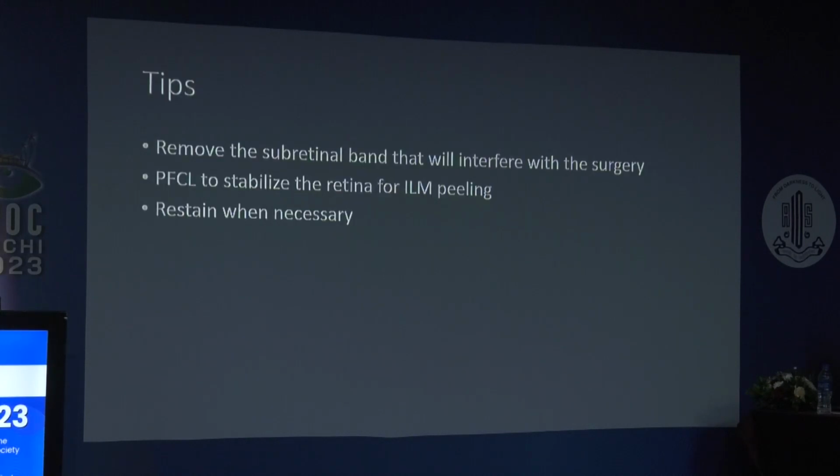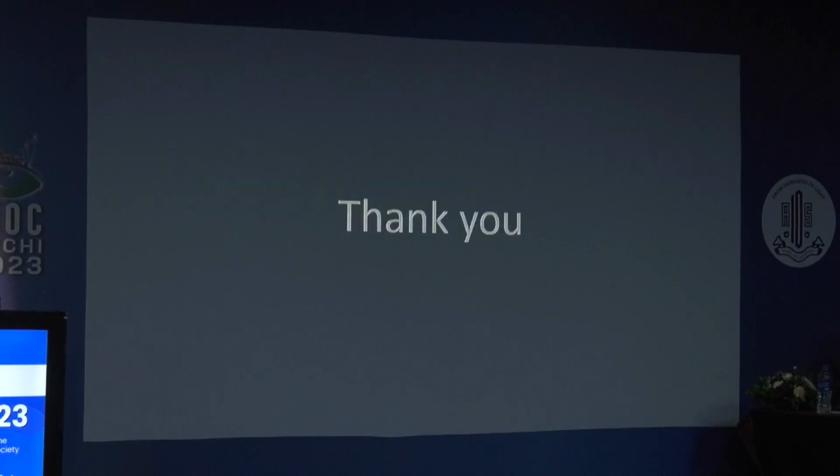So the tips in this case were basically: not all subretinal bands need to be dealt with, but the ones which will interfere with your surgery need to be removed. PFCL is a savior. It does act like a third hand. So use it whenever it is necessary, and do not hesitate to restain if necessary when you're dealing with macular holes. Thank you.